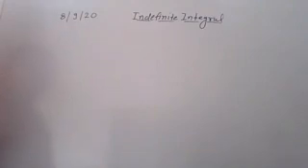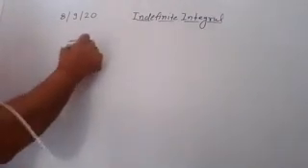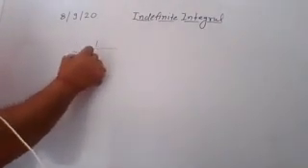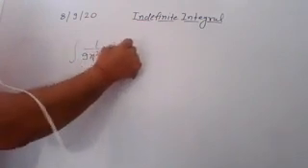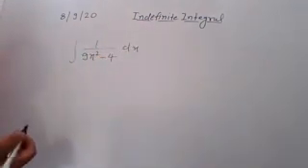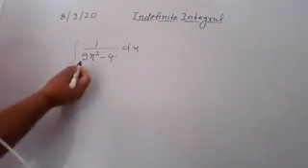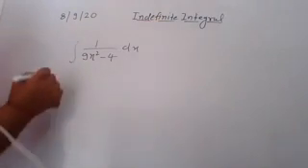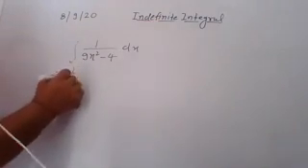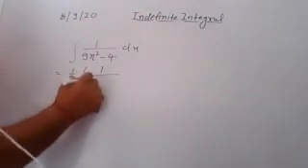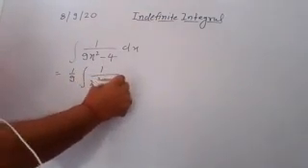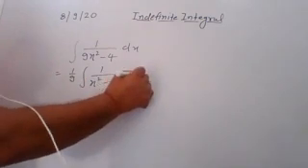Then we go through those different forms. So integration of 1 upon 9x square minus 4 dx. Again, you have the same process. You have to make the coefficient of x square as 1. So taking 1 upon 9 common, here you have x square minus (2 by 3) whole square dx.